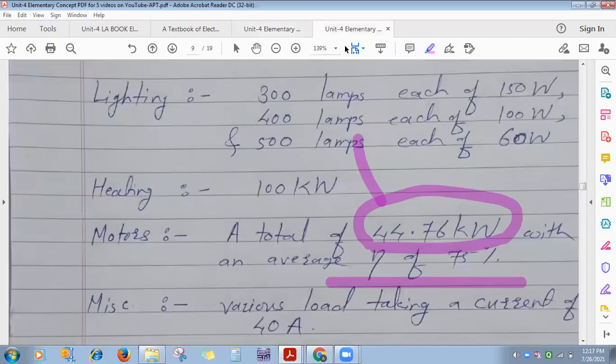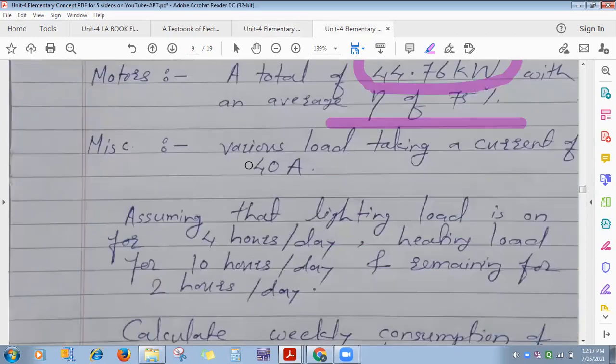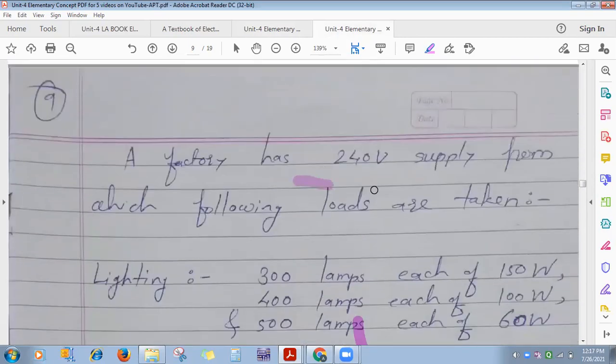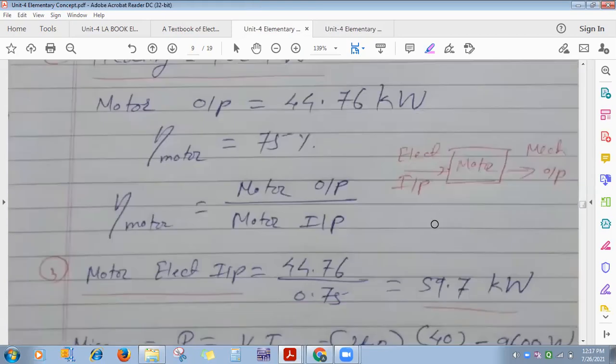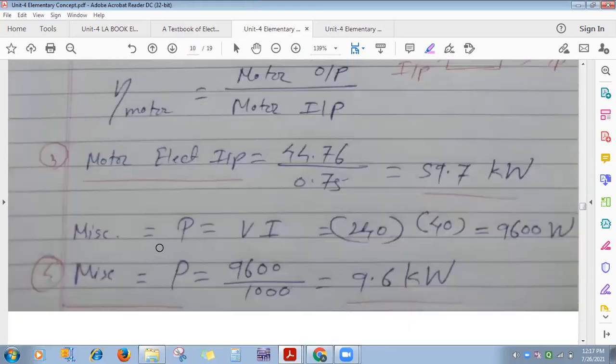Next is miscellaneous load. For miscellaneous load, what is given? Various loads taking a current. Current you know, 40 ampere, and voltage you know. Using this you can calculate the power for miscellaneous load: P equals VI. In such numericals, if nothing is given, you consider power factor 1, whether it is AC or DC. If it is DC, there is no need to consider the power factor.